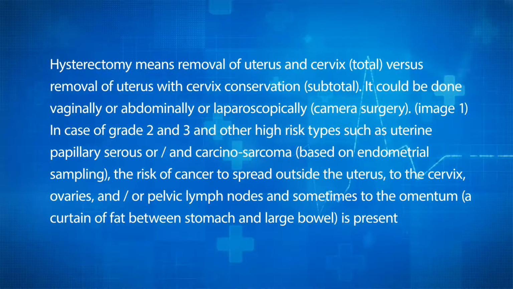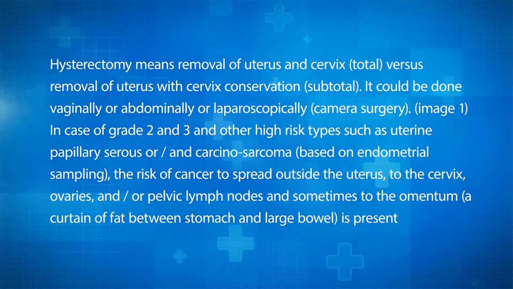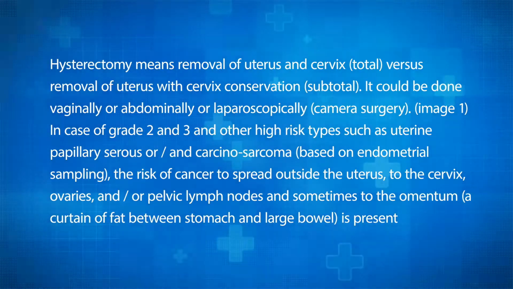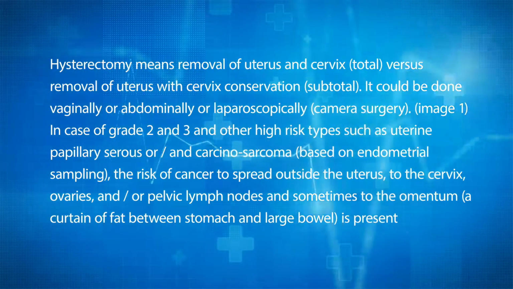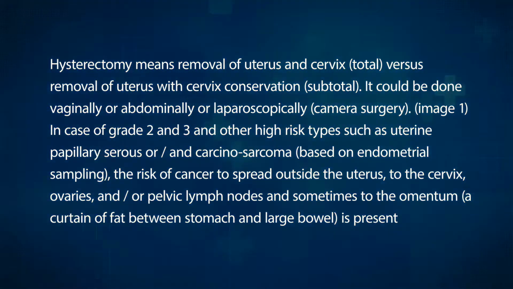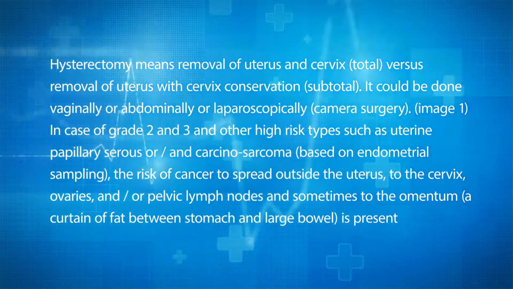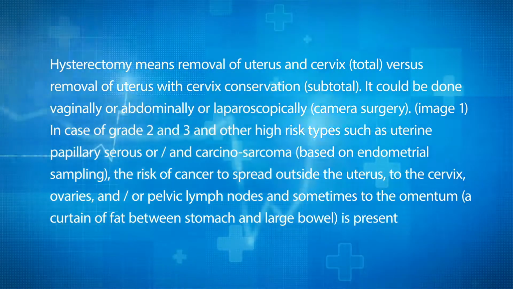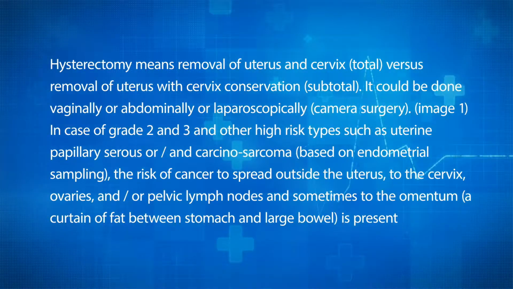In the case of grade 2 and 3 and other high-risk types, such as uterine papillary serous carcinoma or carcinosarcoma, which is based on an endometrial sampling, the risk of cancer spreading outside the uterus to the cervix, ovaries, and/or pelvic lymph nodes, and sometimes to the omentum, which is a curtain of fat between the stomach and large bowel, is present.